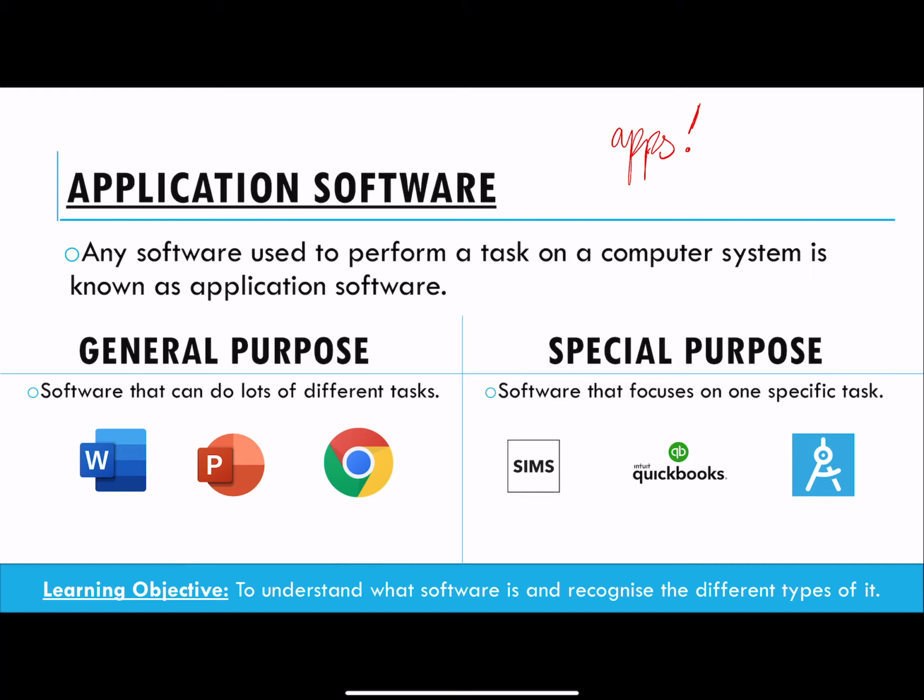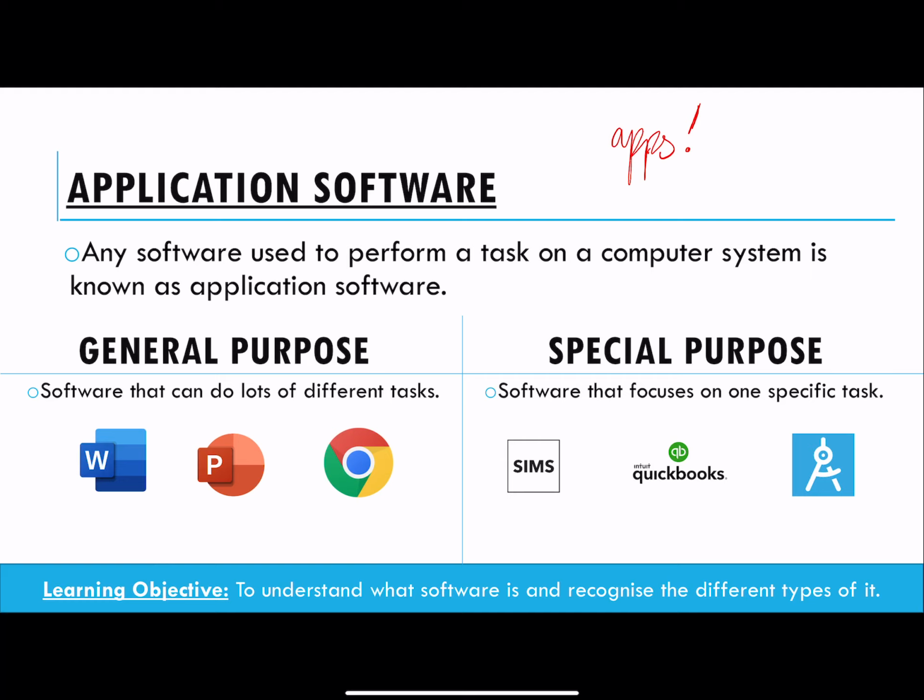So there are two categories that application software falls into. We've got general purpose and special or specific purpose. And it does exactly what it sounds like. General means a general number of things we can use the software for. So I can do lots of different tasks using the same piece of software.